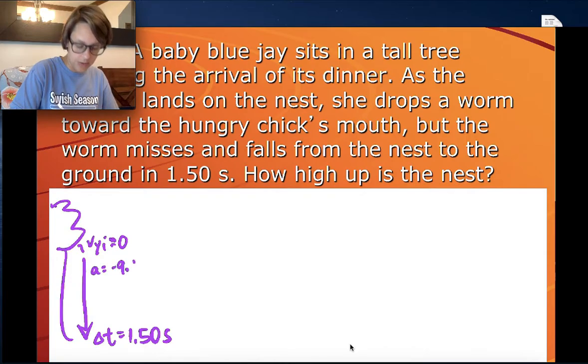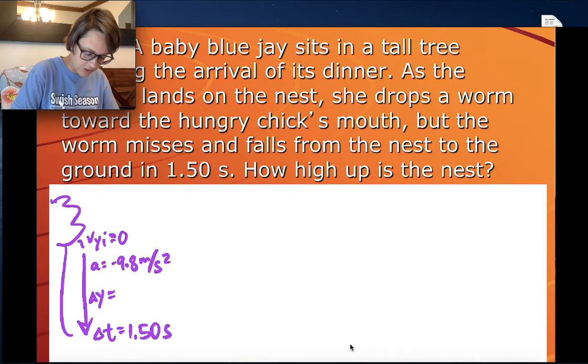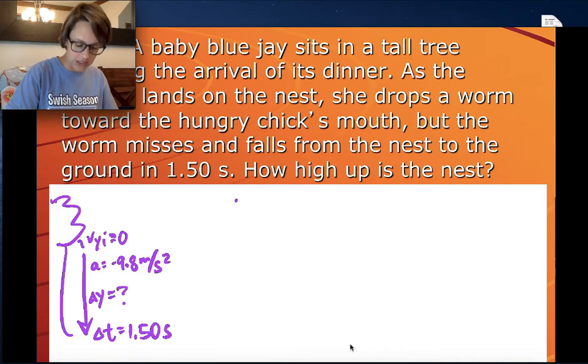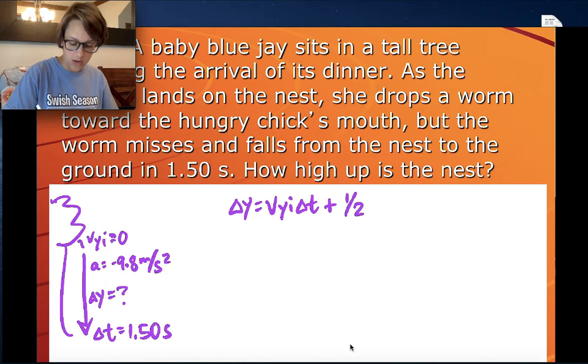A is negative 9.8 meters per second squared. And the question is, how high up is the nest? So delta Y is our question. Okay, so the variable that we don't have in our list right now is final velocity. So if you take a look at your equations, the only equation that doesn't have final velocity in it is this one, delta Y equals VYI t plus 1/2 A t squared.